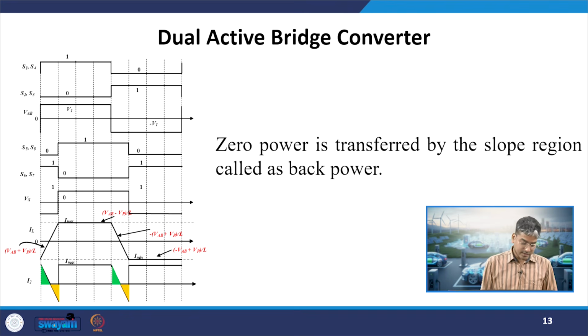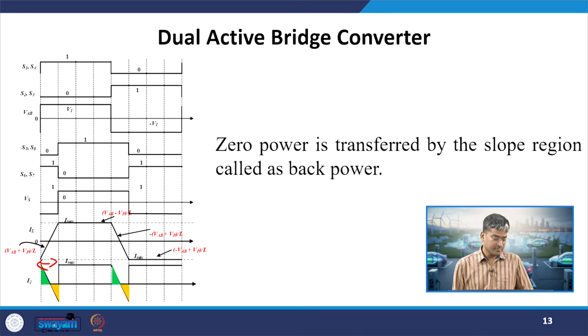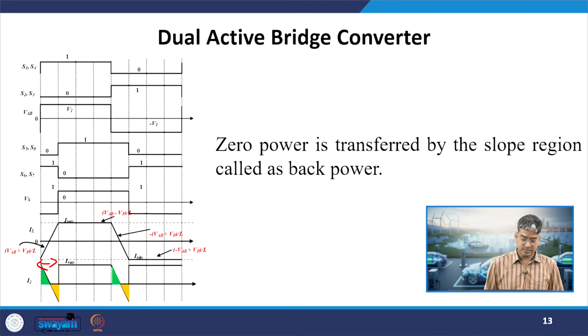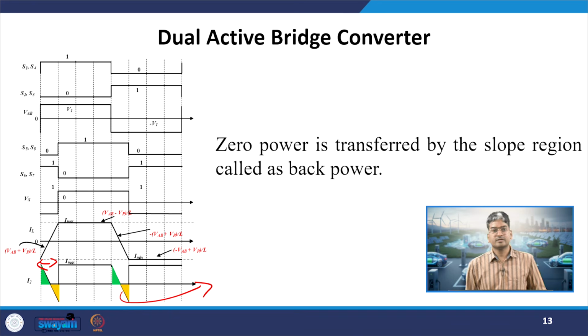What happens in this sloping region? For 50% of the time we are drawing power, and for 50% of the time we are giving it back, so it just circulates inside. The current flowing in this region is called circulating current, and the power transferred is 0 in this case. We can also call it reactive power, which circulates because of the phase shift created across the transformer voltage.